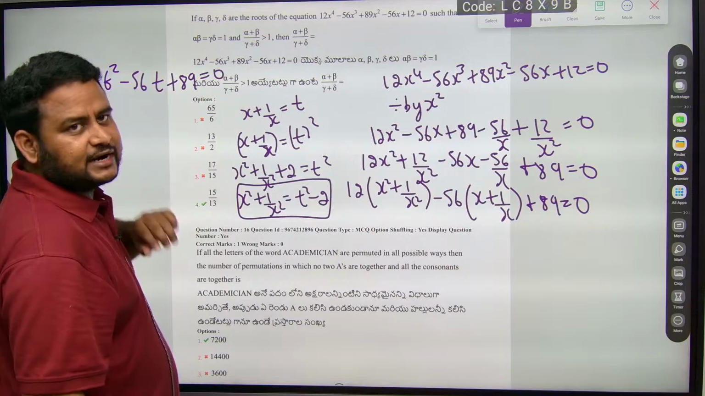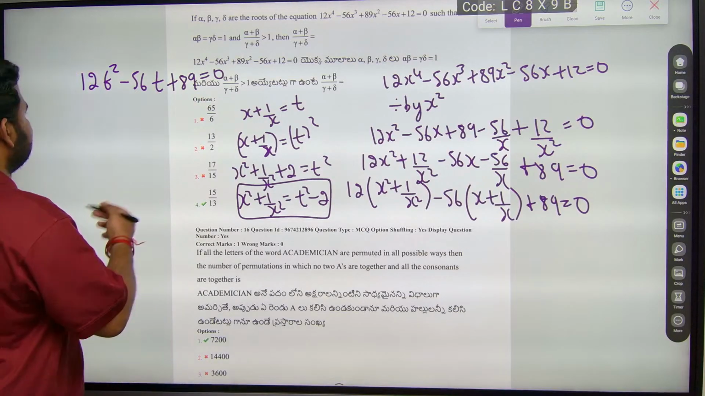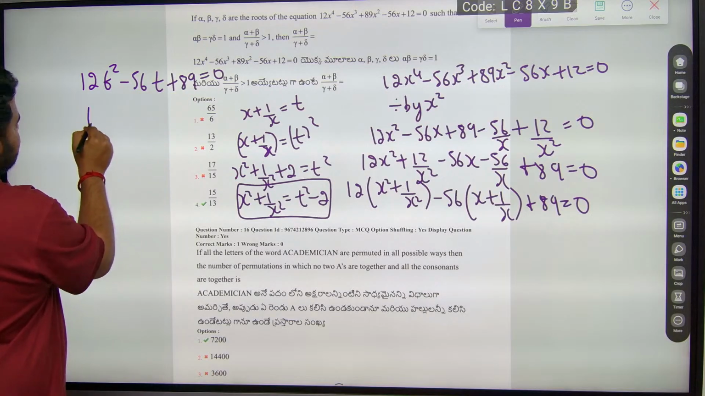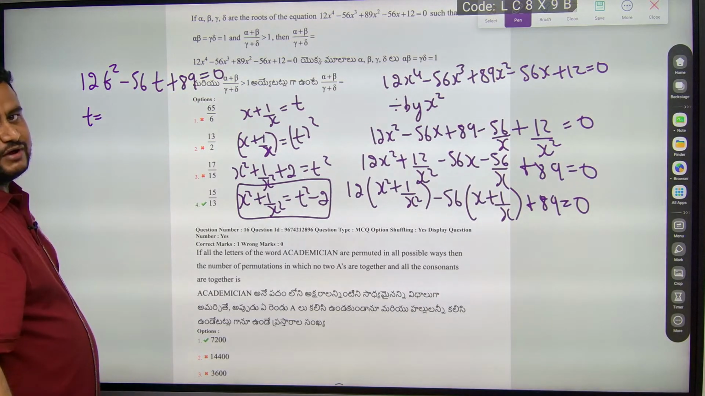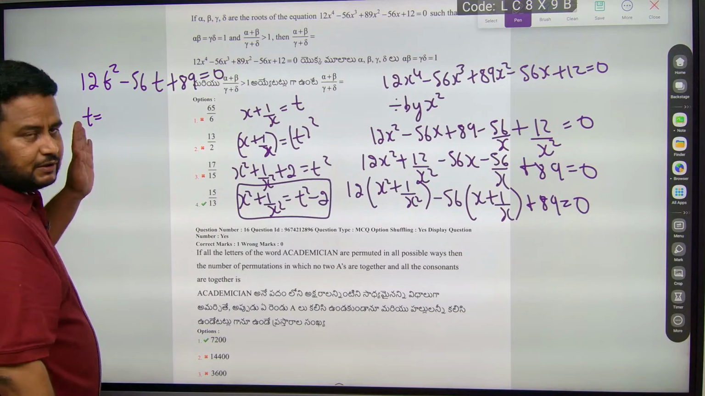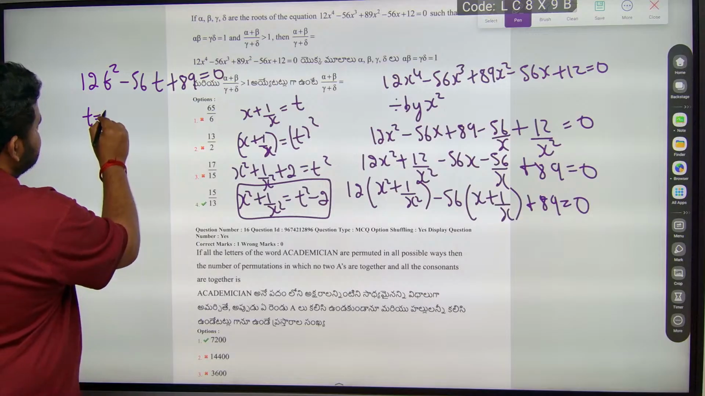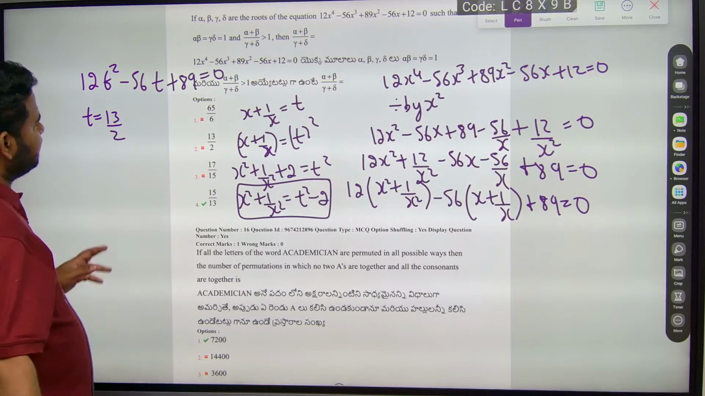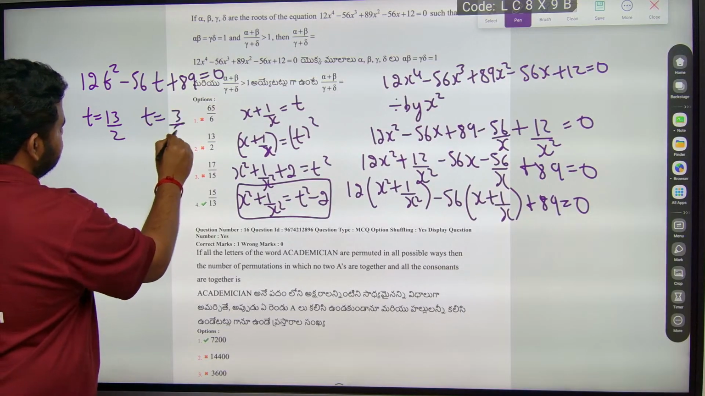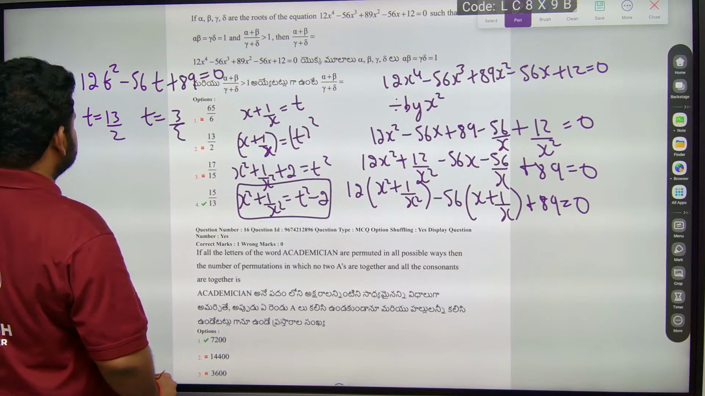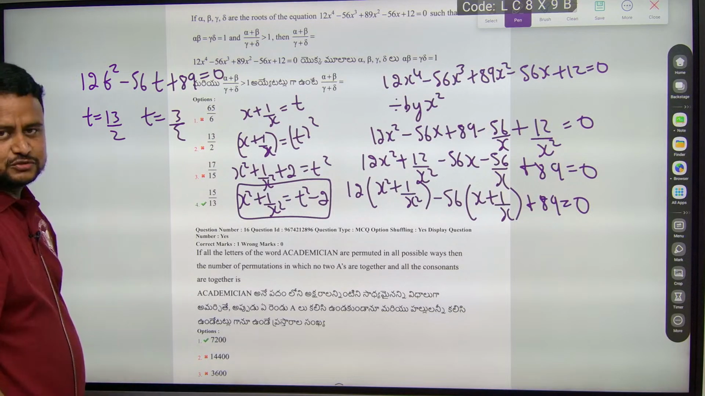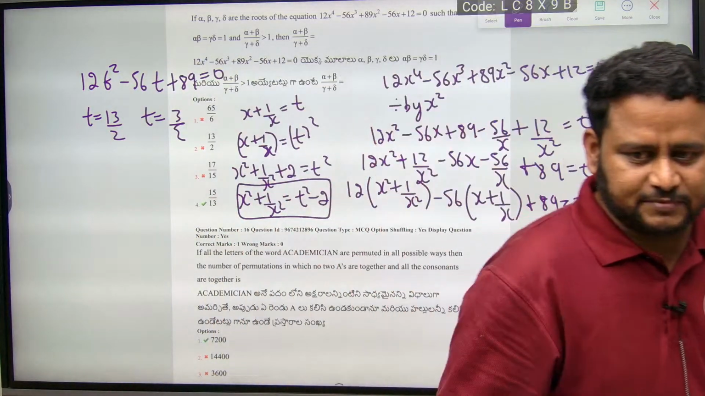Now I have to solve this quadratic equation. If I solve this quadratic equation, one of the values of t I will get as 13 by 2, and another value of t as 3 by 2. Something like this I will get. Excuse me, just a minute.